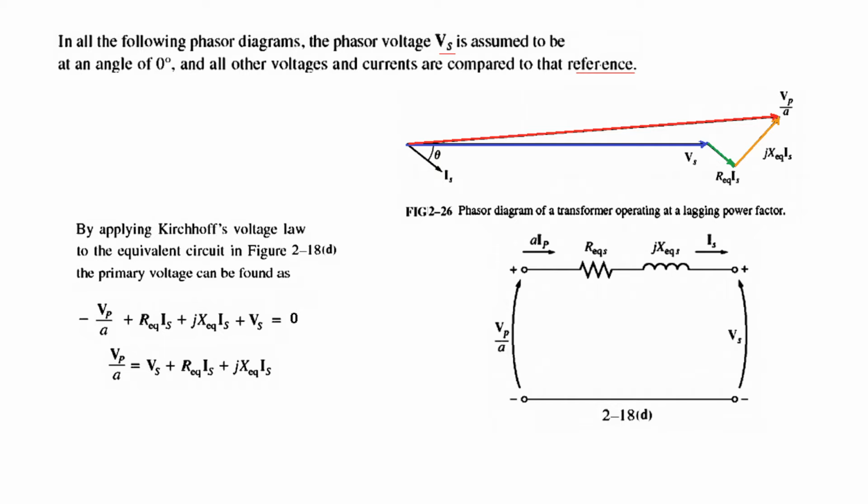This is the circuit, and if we write the KVL equation from here: minus Vp over A plus R equivalent times Is. Now since alpha Ip is equal to Is, the current is the same, so we use Is, plus Is times Xeq, plus this secondary voltage Vs, equals 0, and from here we get Vp over A as shown here.